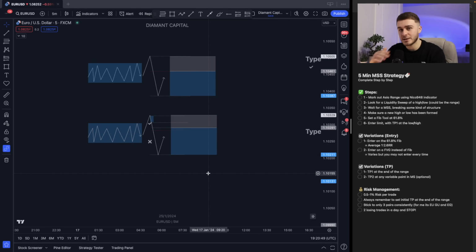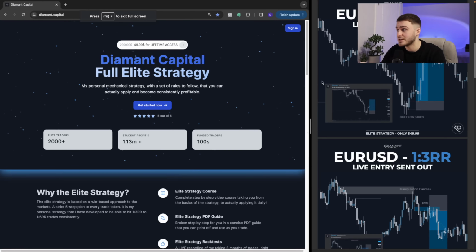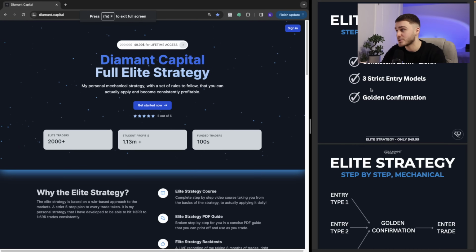Now, again, when it comes to these types of strategies, guys, these are as mechanical as I can make it for you. And this is one thing that has genuinely changed trading for a lot of my traders, not only for me, but for a lot of my traders that have joined the community and everything. When it comes to a mechanical strategy, you need a few things. You need, first of all, set entry models that you can actually stick to. When we stick to them, we also have something called the golden confirmation.